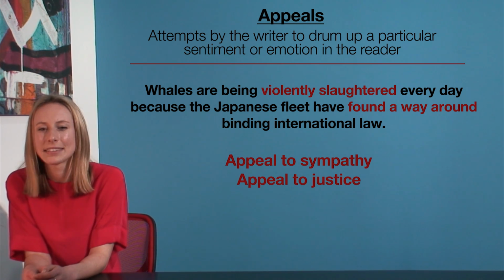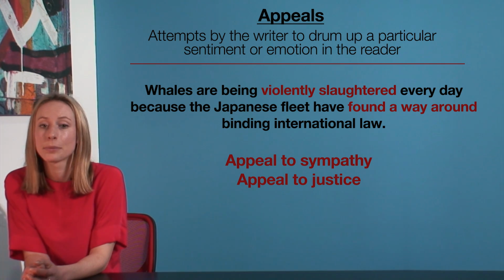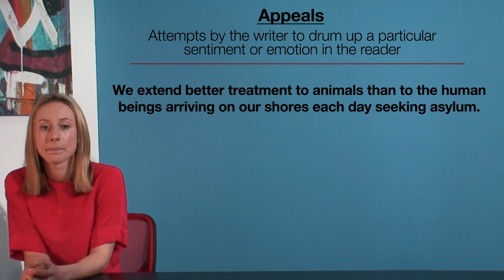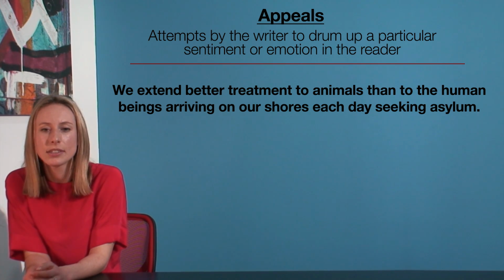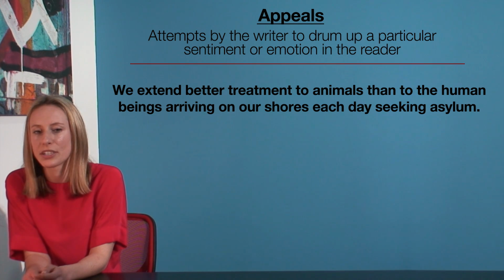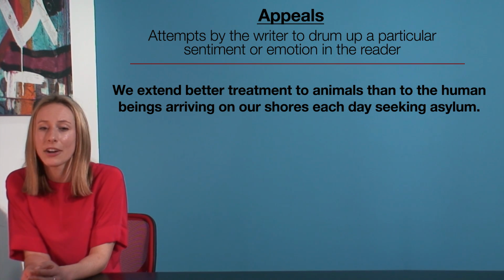You can see in this case how appeals can be very emotionally persuasive. Let's take a look at another phrase which has an appeal embedded in it. We extend better treatment to animals than to human beings arriving on our shores each day seeking asylum. In this example, the writer is asking for us to think of a comparison between the way that we would want humans to be treated and the way that we would want animals to be treated. Most readers would inherently feel that there is a certain standard expected of care for human beings, one which is above that which we would extend to animals.